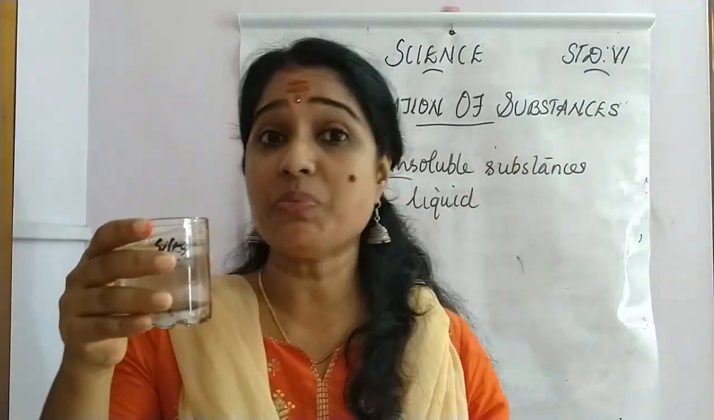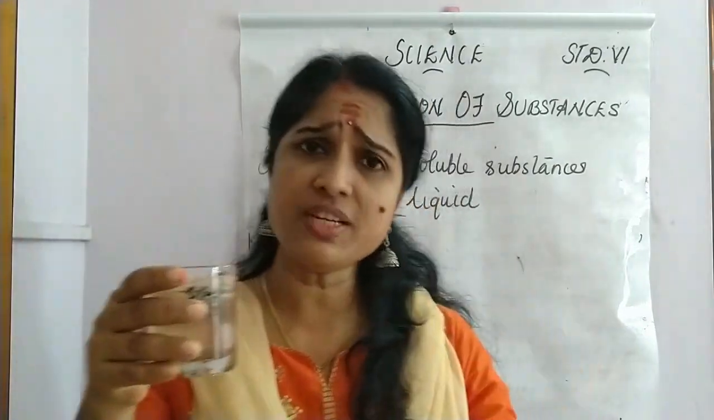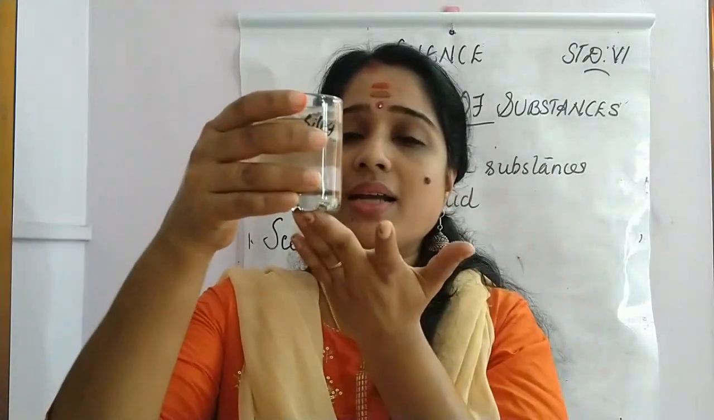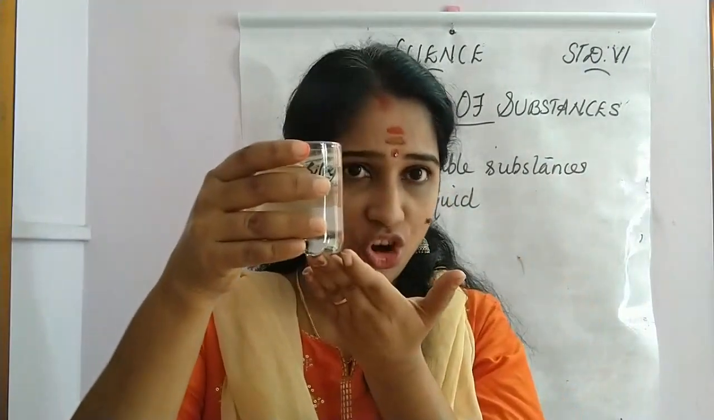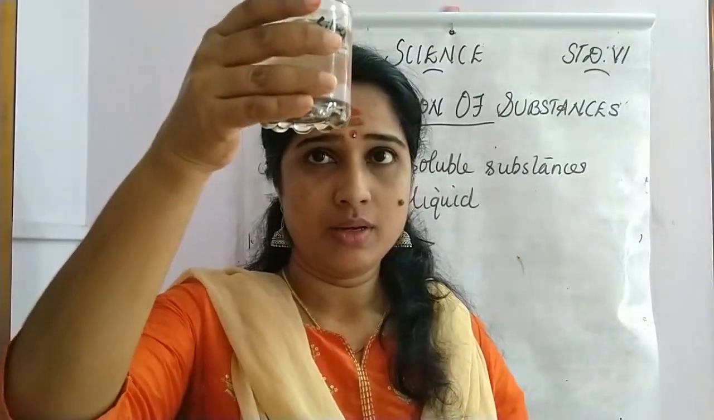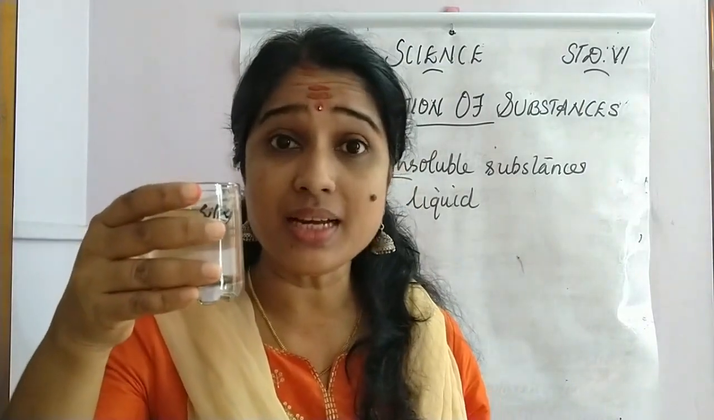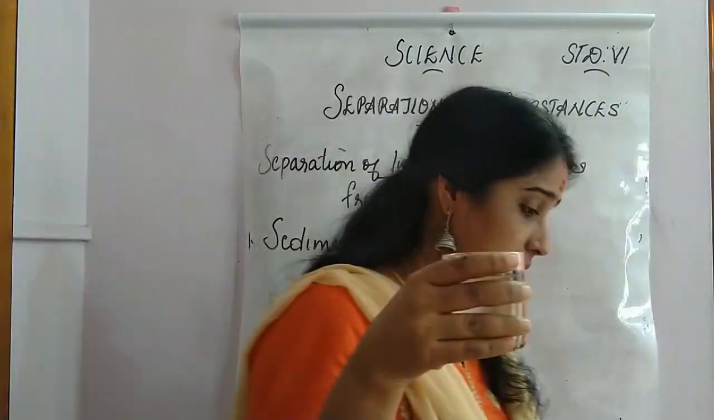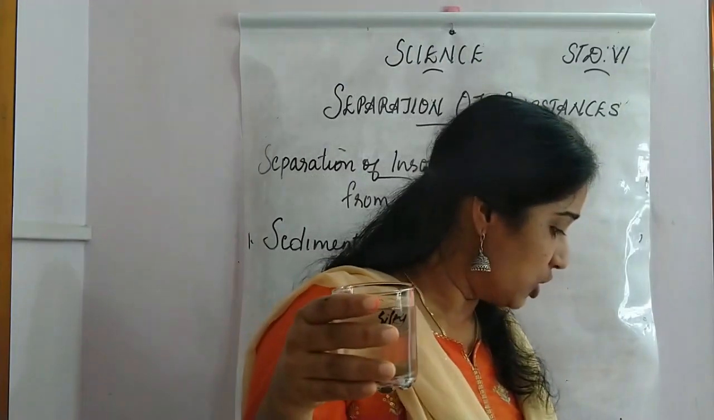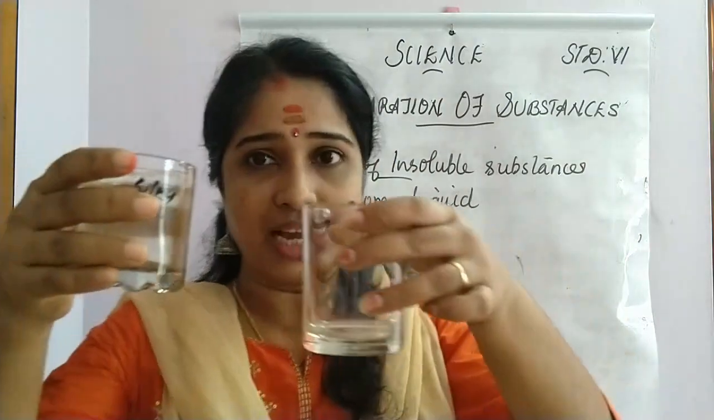When we add that substance into a beaker or glass of water, after some time, just stir it properly. After some time you could see that the solid, the sand, settled at the bottom of the glass. What do we want now? We want to separate, isn't it? Our main aim is to separate the water and the sand. So what can be done?